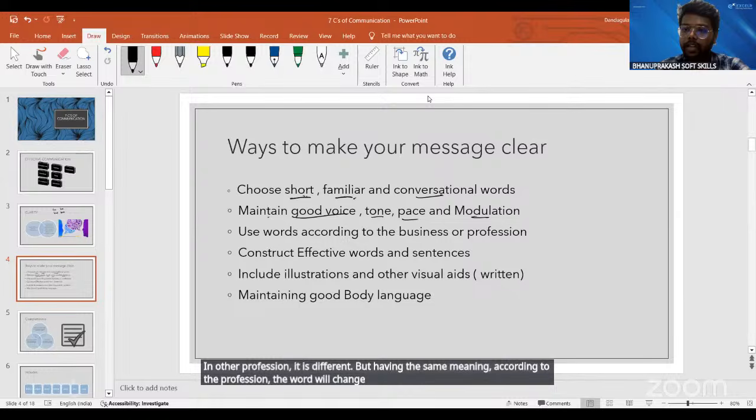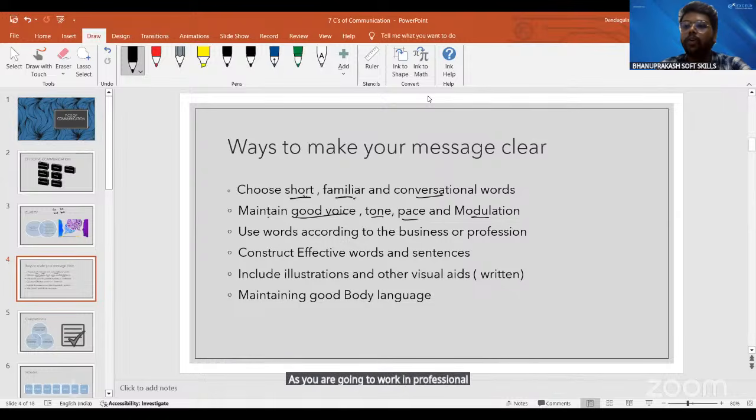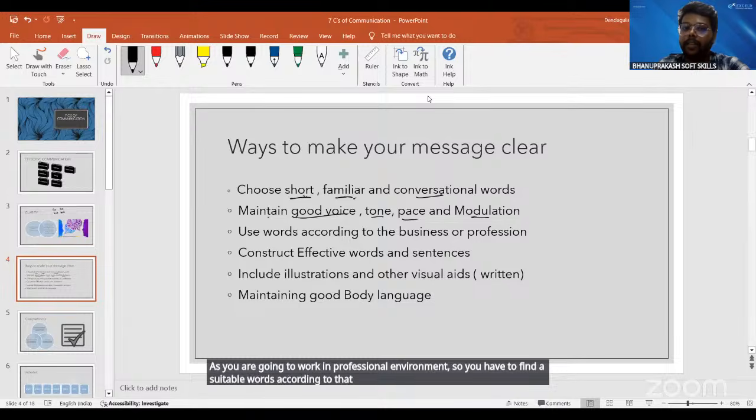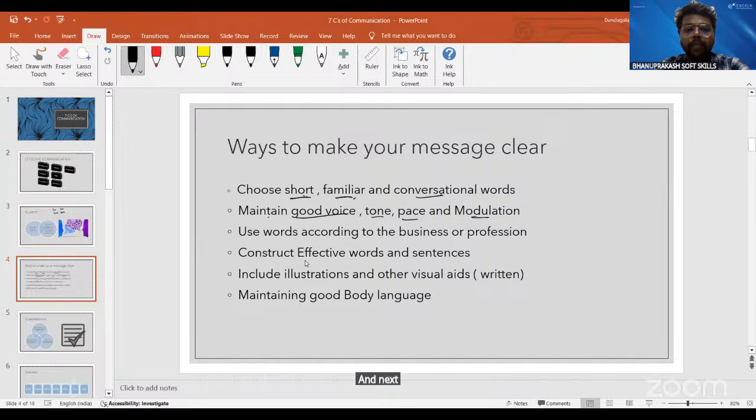As you are going to work in a professional environment, you have to find suitable words according to that, and you need to speak. That's why we do have this thing called corporate words, corporate vocabulary. So keep learning that kind of vocabulary, so you have the chance of using them in your interviews, as that looks so good.